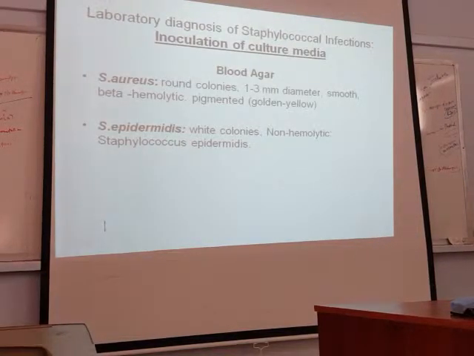Now, that was the test that we do on enzymes. This is a test we see on the culture media, on the blood agar. On the blood agar, there are two things. Staph aureus produces golden yellow colonies, while epidermidis produces white colonies. Staph aureus is beta hemolytic and epidermidis is non-hemolytic.